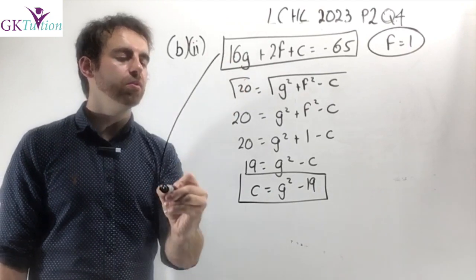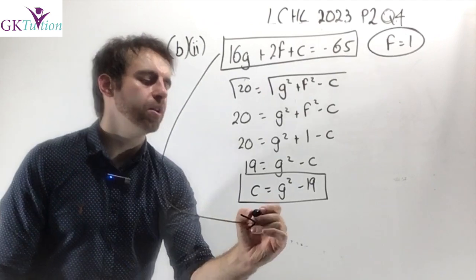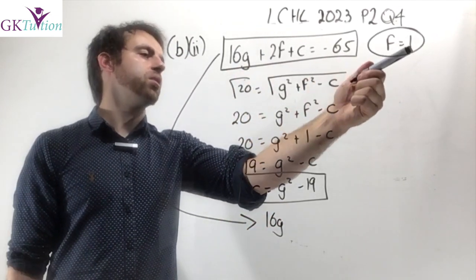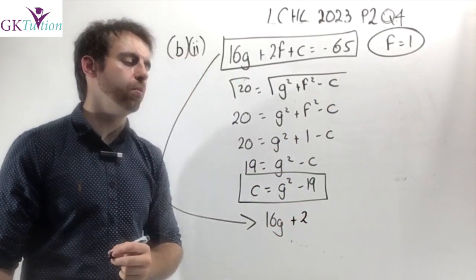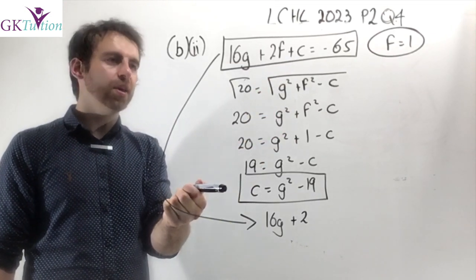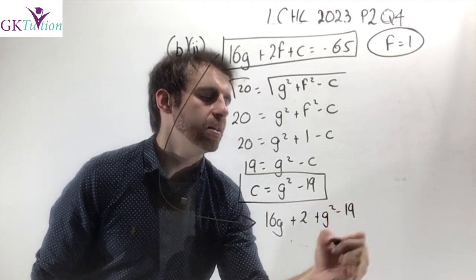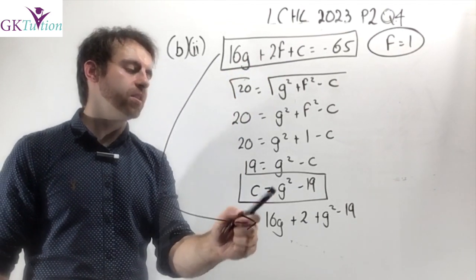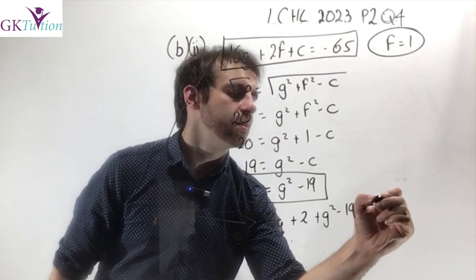What we're now going to do is rewrite the very first equation we came up with. The very first equation had a 16g. It had 2f, which since I know f is 1, I can say this is just 2 times 1, so that's actually a 2. And it also had a plus c, but based on what I've done here, instead of a c, I can sub in g squared minus 19. So instead of 16g plus 2f plus c, I have 16g plus 2 plus g squared minus 19, and that is equal to minus 65.